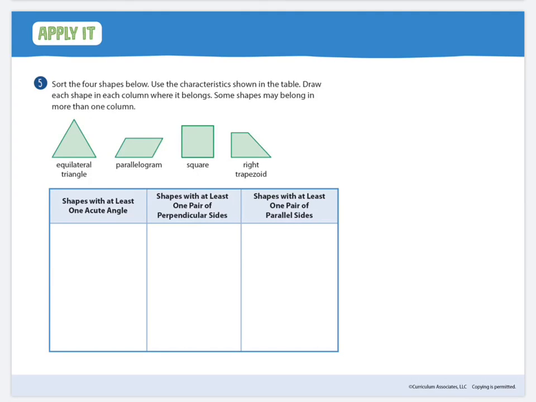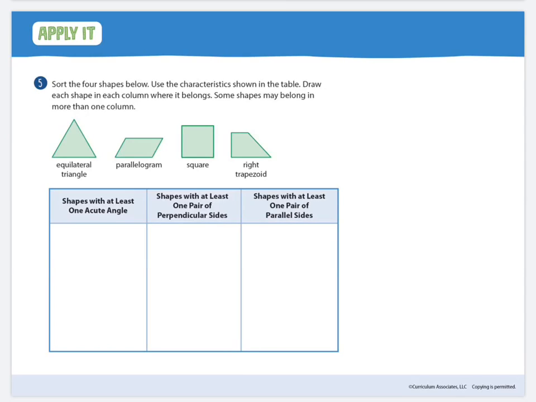Number 5 would like us to sort the 4 shapes below using the characteristics shown in the table. So we're going to draw each shape in each column where it belongs. Some shapes may belong in more than 1 column. The first column is asking us to draw the shapes that have at least one acute angle.